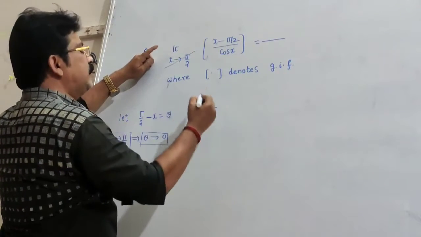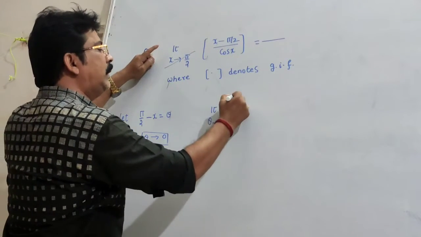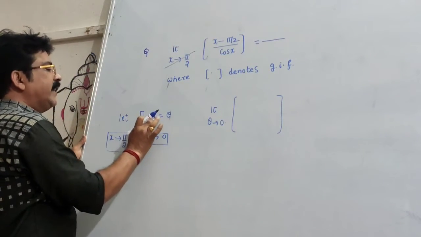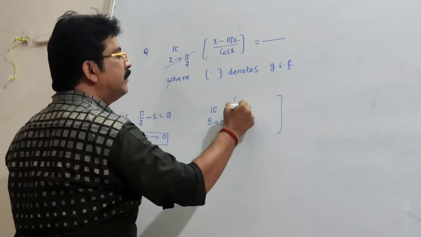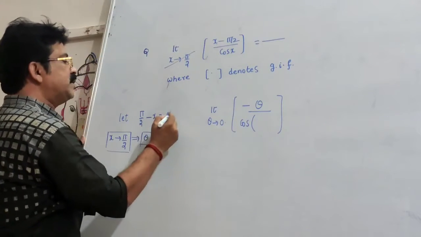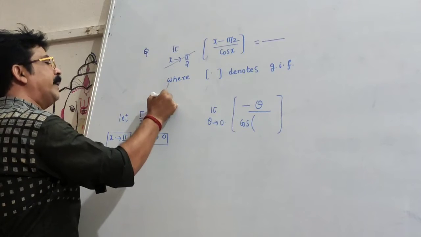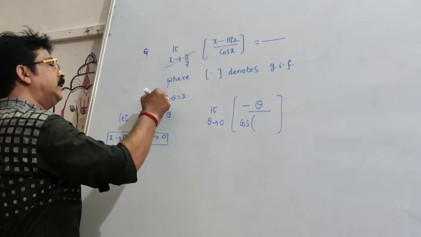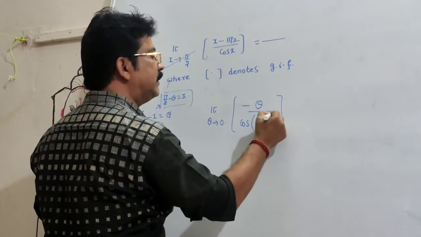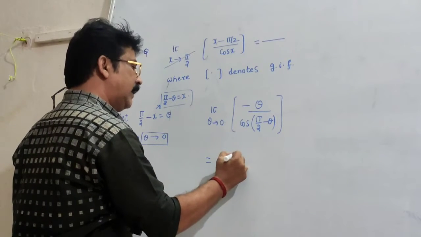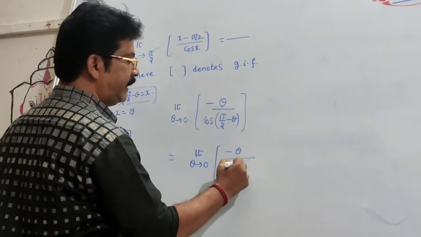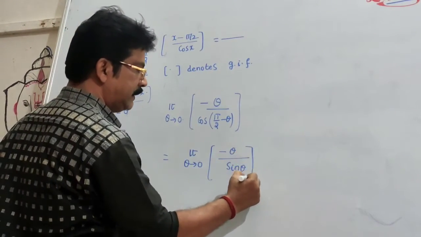Okay, let us substitute all those things in the given question. Instead of x tends to pi by 2, we can write theta tends to 0. Next, box of x minus pi by 2: since pi by 2 minus x equals theta, x minus pi by 2 means minus theta, divided by cos of x. What is that? From this equation, pi by 2 minus theta is equal to x. So therefore, instead of x, we can write pi by 2 minus theta. So that is equal to the limit as theta tends to 0 of minus theta divided by sin theta.